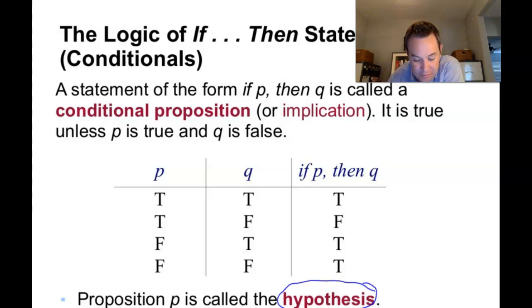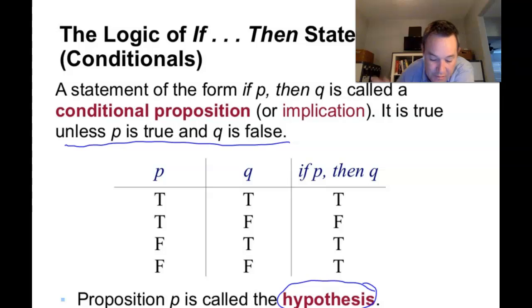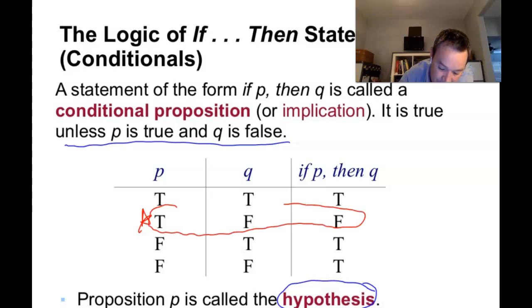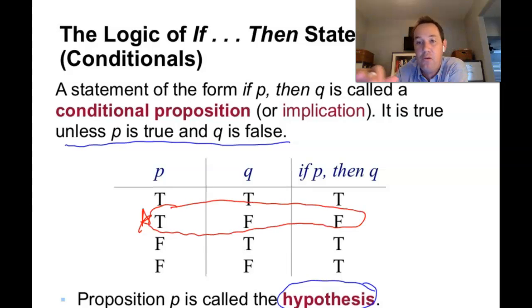So the way it works is that a conditional proposition or an implication will be true unless P is true and Q is false, meaning the only situation in which your conditional statement overall comes out as false is when your hypothesis is true and your conclusion is false. So you can see this second row. Hypothesis is true, conclusion is false. That's it. Otherwise, the whole thing is deemed as true. Okay?